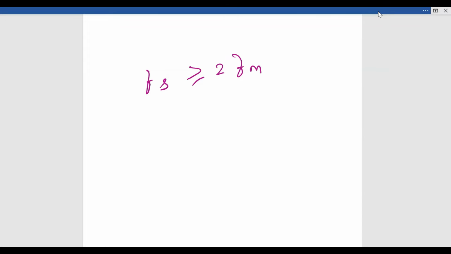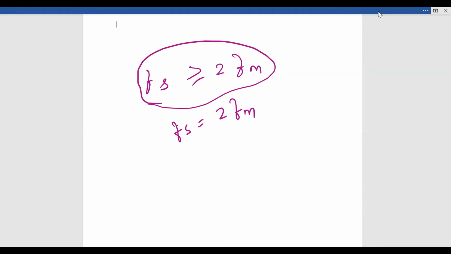And there should also be a minimum rate. The minimum sampling rate that is allowed is f of s equal to 2 times f of m. This is the minimum sampling rate, at which the original signal can be recovered from the samples, and this minimum rate is called the Nyquist rate.